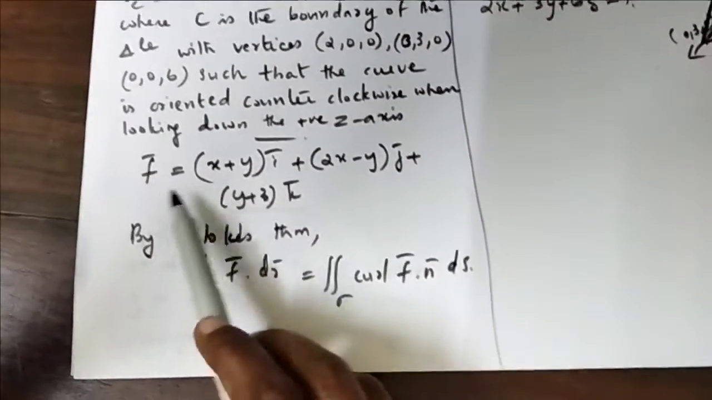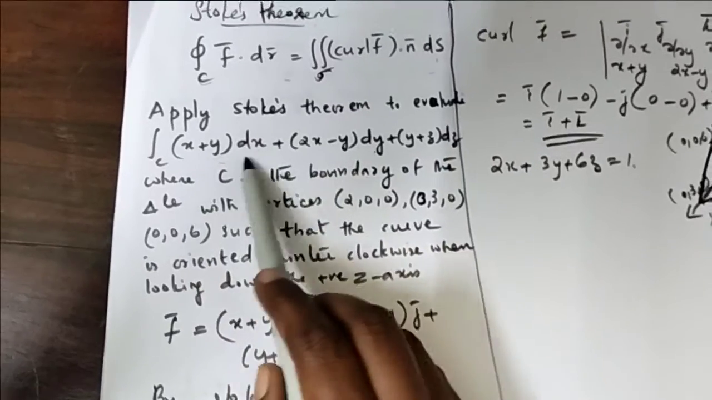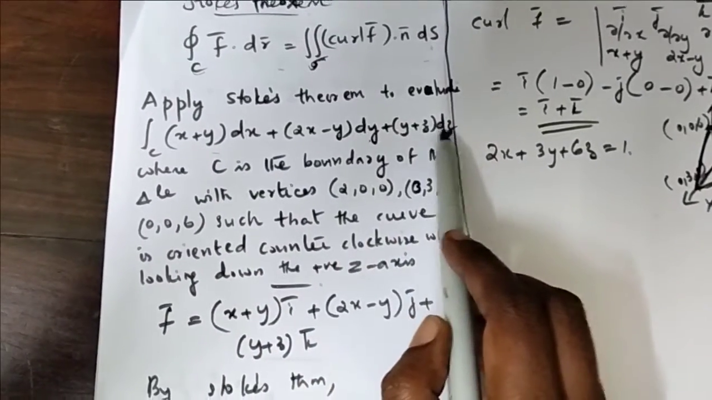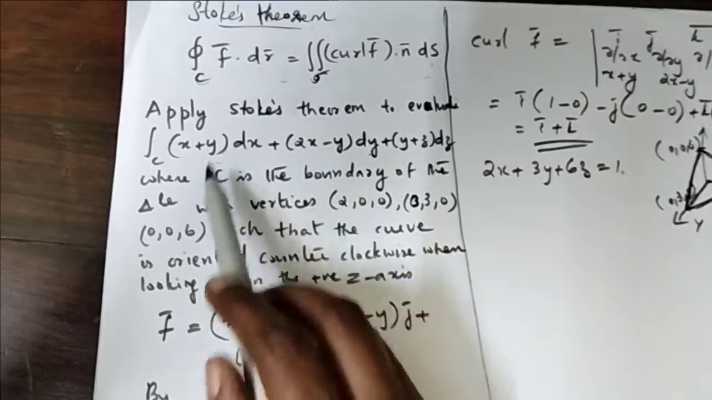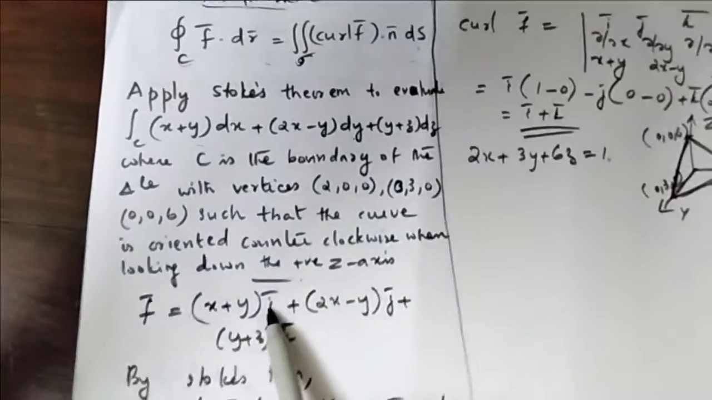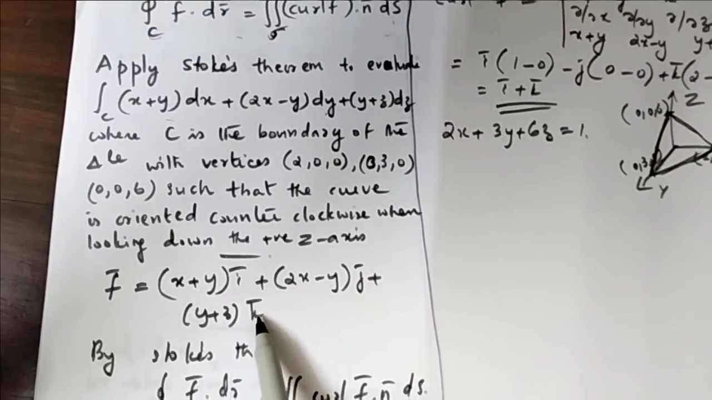So here F is, what is F? This is the integral over C of F dot dr. F dot dr is (x plus y) dx plus (2x minus y) dy plus (y plus z) dz. So the components of F will be the coefficients of dx, dy and dz. So F is (x plus y) i plus (2x minus y) j plus (y plus z) k.